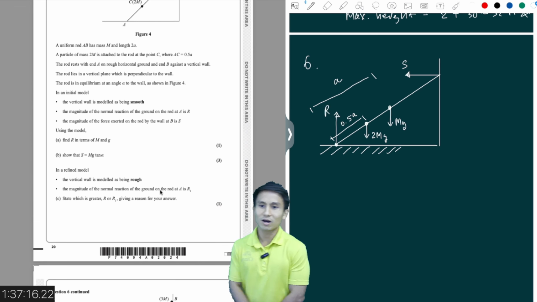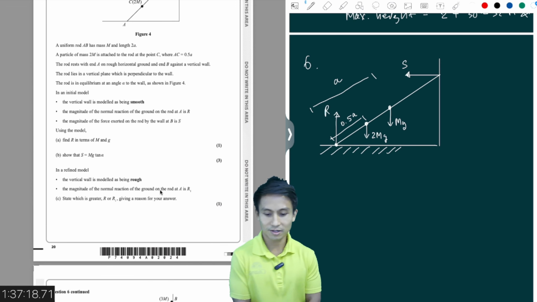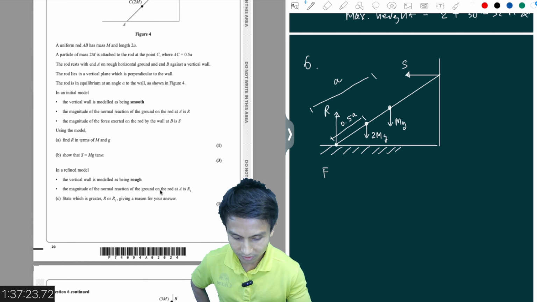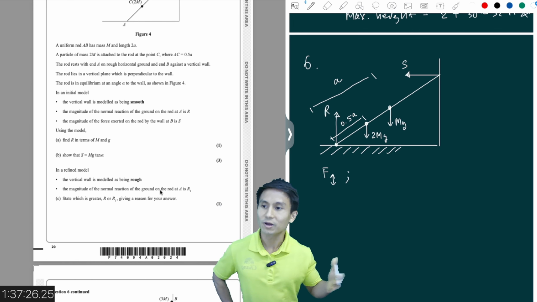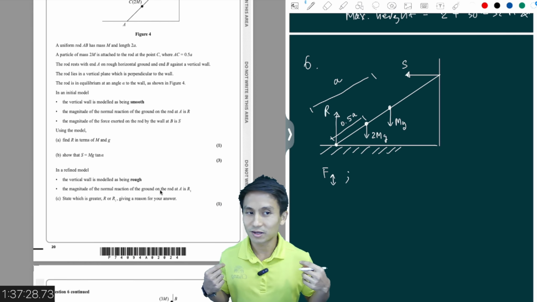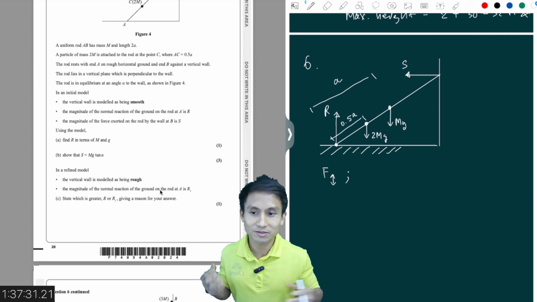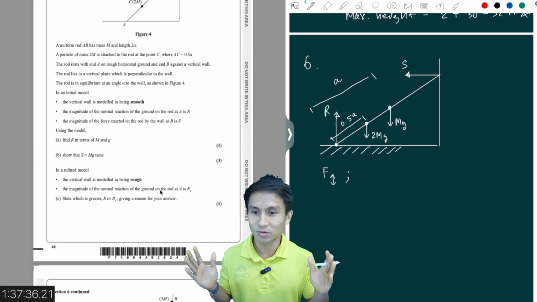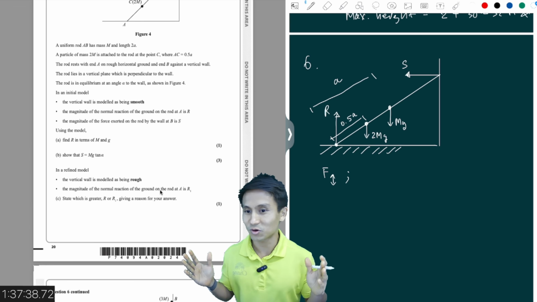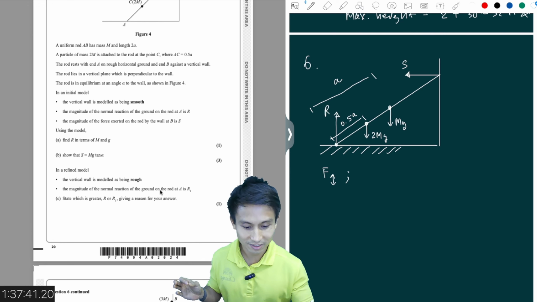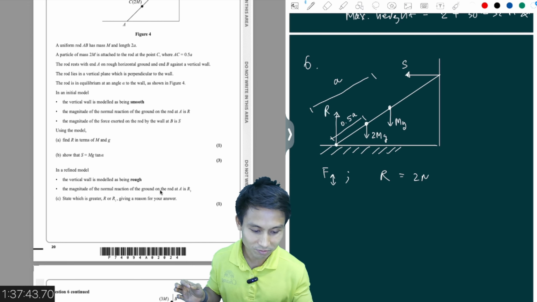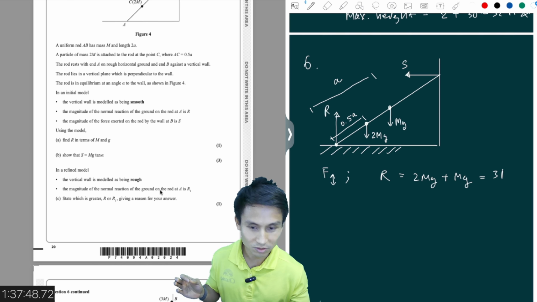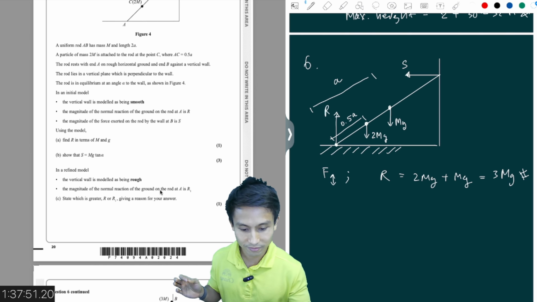Find R in terms of M and G, 1 mark. Obviously, we can use vertical force because R is most relevant to vertical force, and because it's 1 mark, it should be straightforward. You take the most relevant equation to find R quickly. So R equals 2mg plus mg. That's just vertical equilibrium. So it's 3mg. That's it for A.